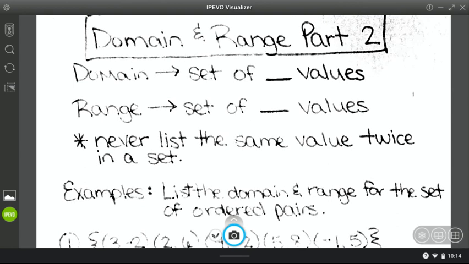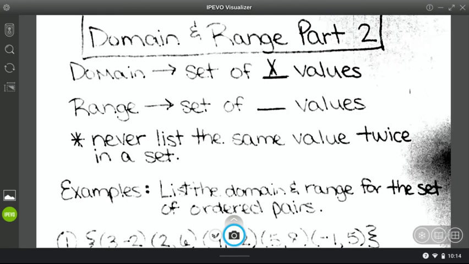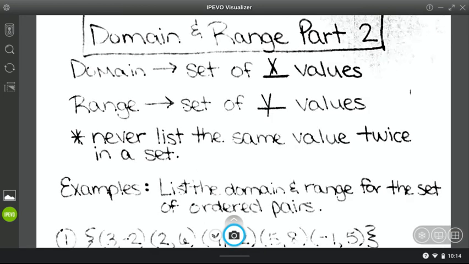The set of which values? Which one goes with domain? All right, domain goes with our x values, and range goes with y. And then just a reminder, we never list the same value twice in a set. So if you have a repeat value in the domain, you only list it once. If you have a repeat value in the range, you only list it once.